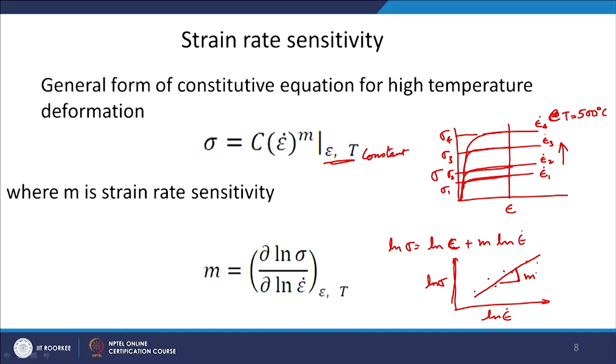As you can see very clearly here, this is basically the slope of the curve between ln sigma and ln epsilon dot. So, you are differentiating that particular one. You are trying to find out the slope where your strain and temperature are constant. That we have already taken care of, because we have taken data only from that. This is the way I can calculate the strain rate sensitivity of the material during high temperature deformation.